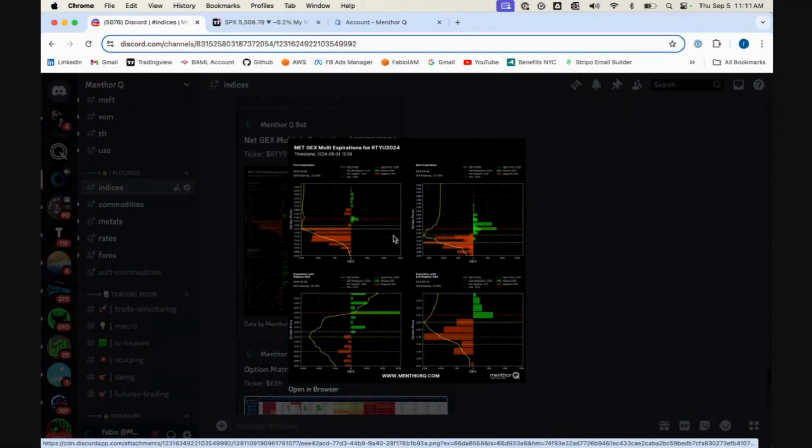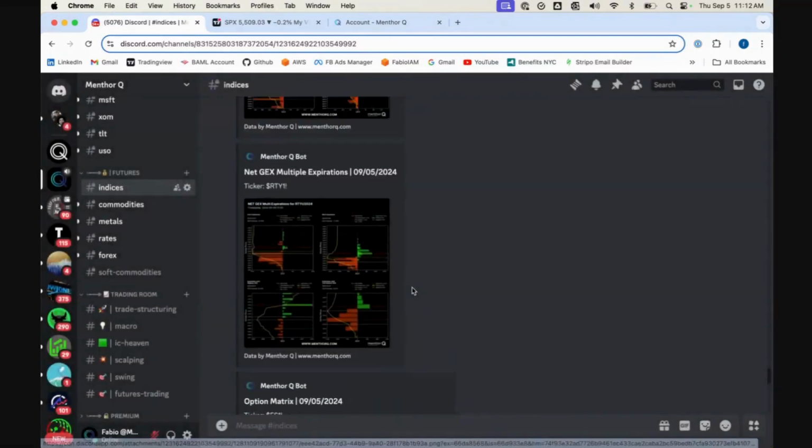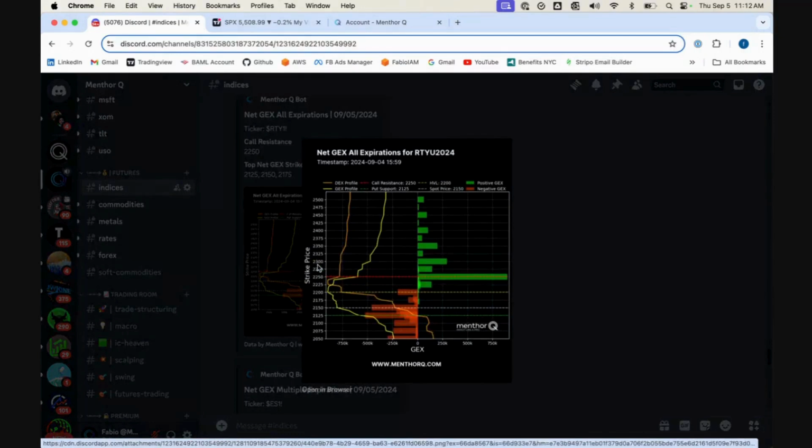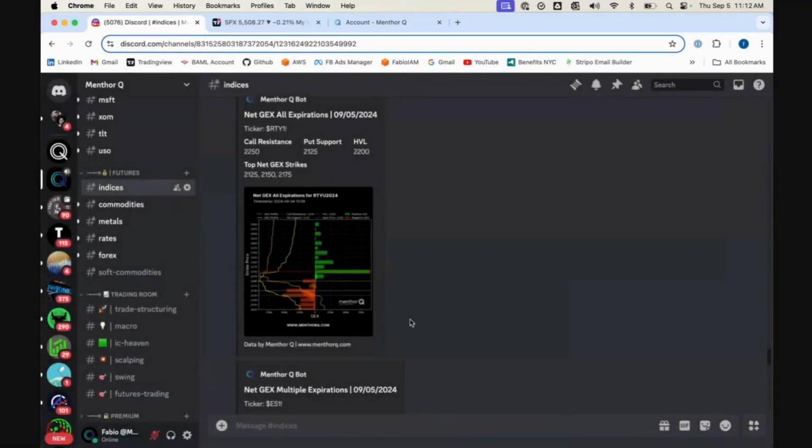So here you can see, for example, on RTY, we have 4 expirations. We have the 0DTE, the next daily expiration, then we have the 2 expirations with the highest checks. Very important, so you can compare how the market is positioning itself in the future. We also have our pure net gamma exposure chart. Here we see a very important strike at 2250. We also see some negative at 2125. So this gives you an idea.